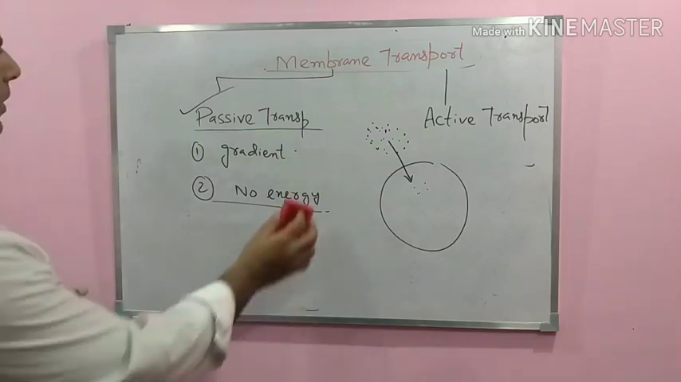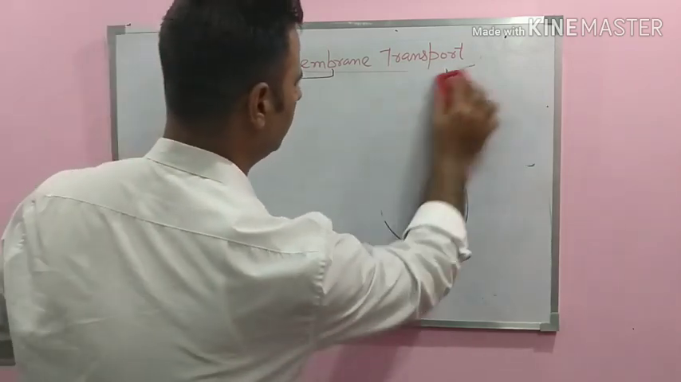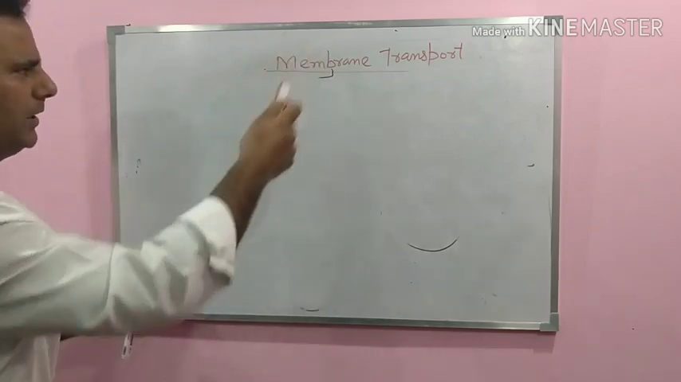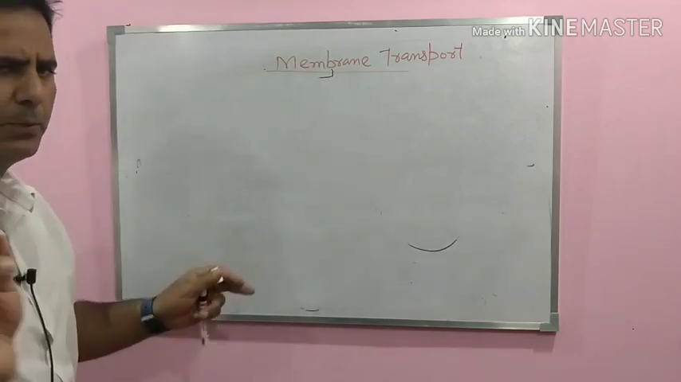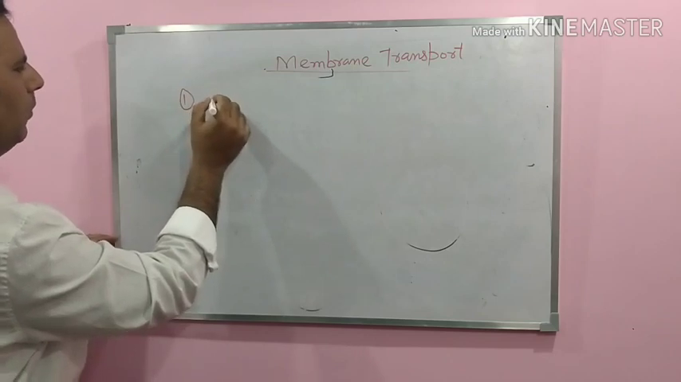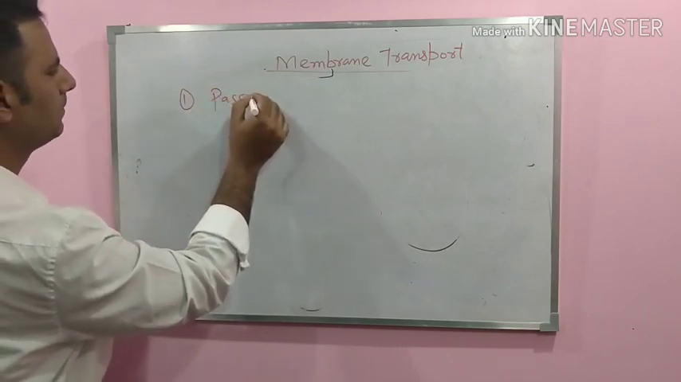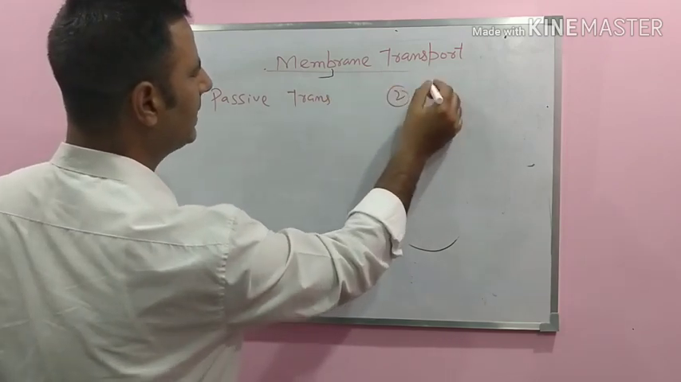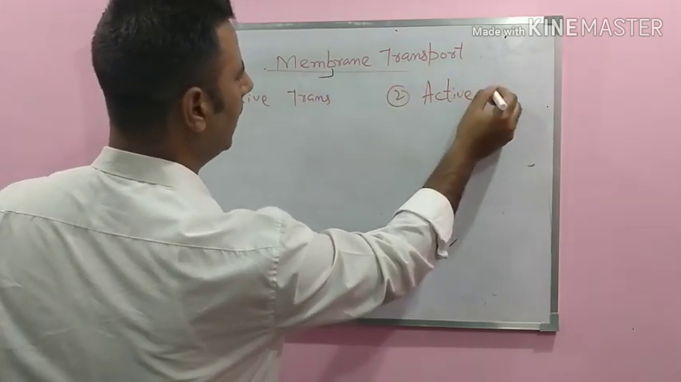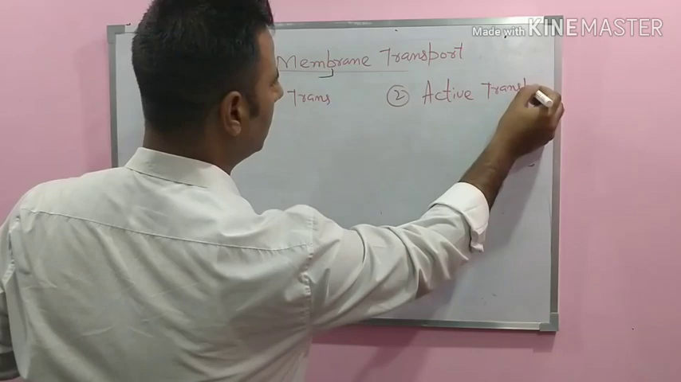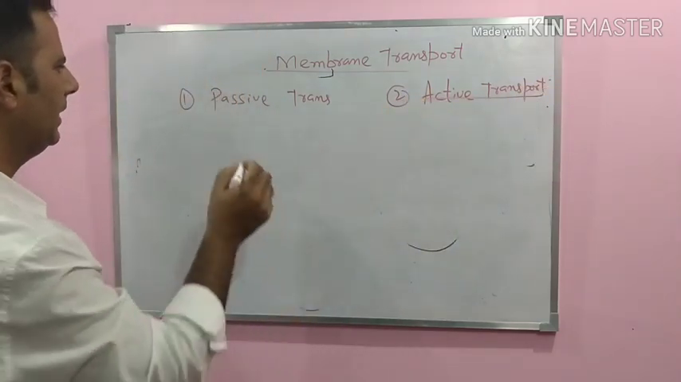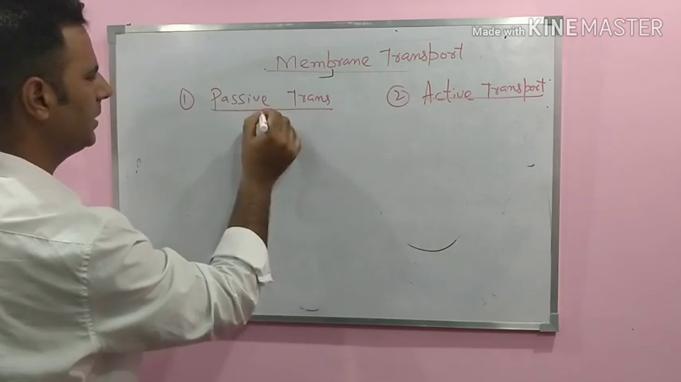This passive transport has several types. Basically, when we divide membrane transport, it is broadly of two types. One is passive transport, and second is active transport. The active transport we will discuss in another video lecture, and this passive transport we are going to discuss today.